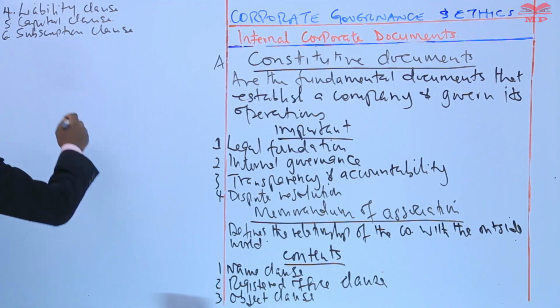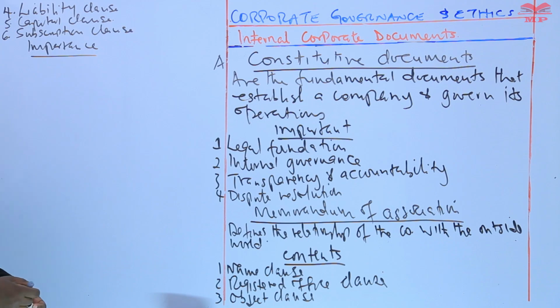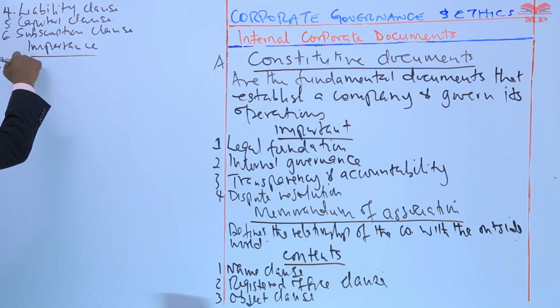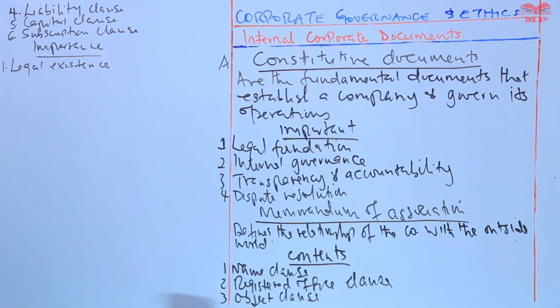Let's now study the importance of memorandum of association. The first obvious reason for having a memorandum of association is legal existence. It is a mandatory document for the purposes of incorporating a company, and without it, a company cannot come into existence.